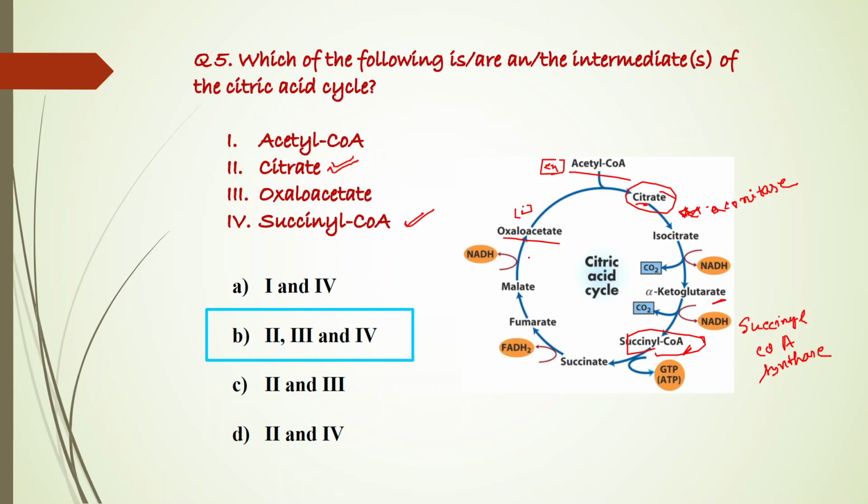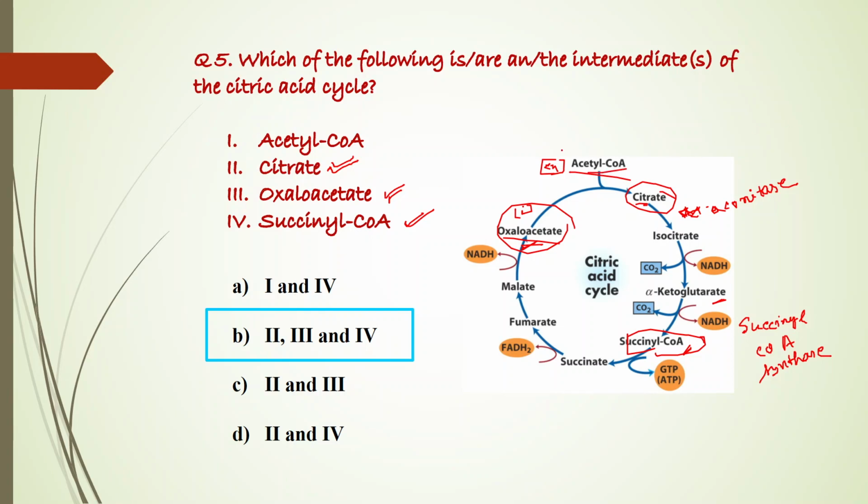So oxaloacetate, this is another intermediate. Why so? Because at the end of the cycle you can see oxaloacetate is being formed again. That is why it is a cycle. So oxaloacetate is again another intermediate of this TCA cycle.